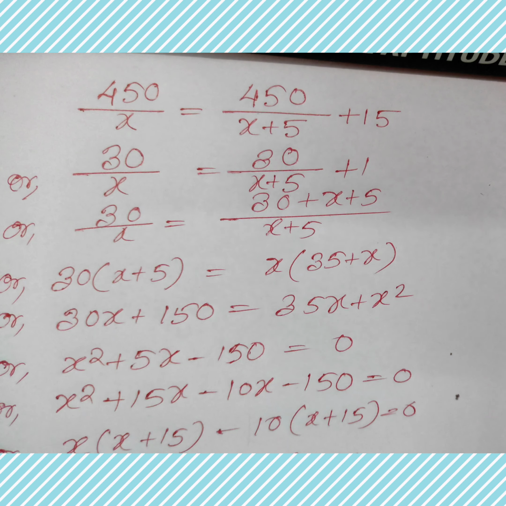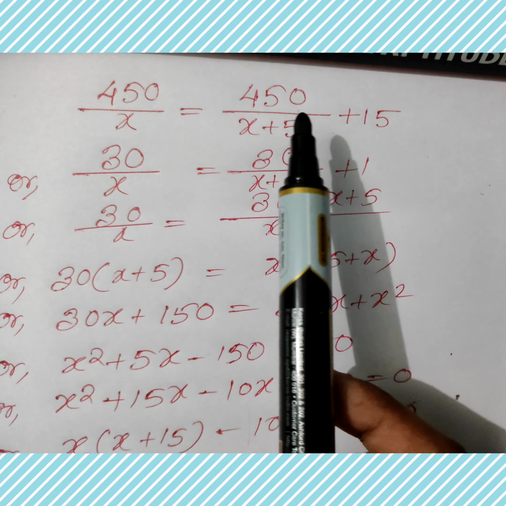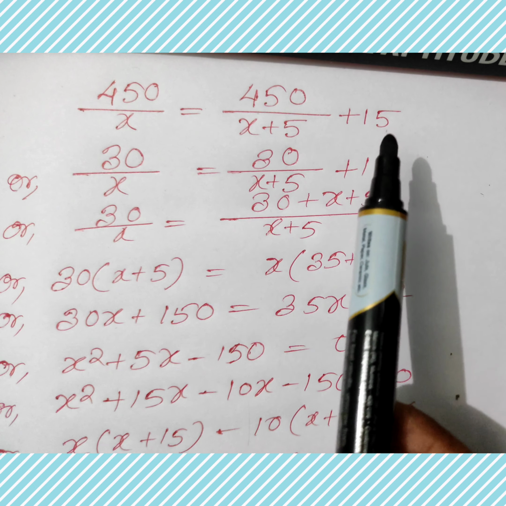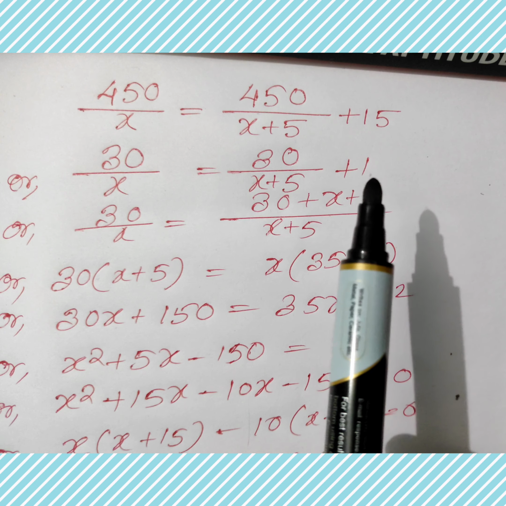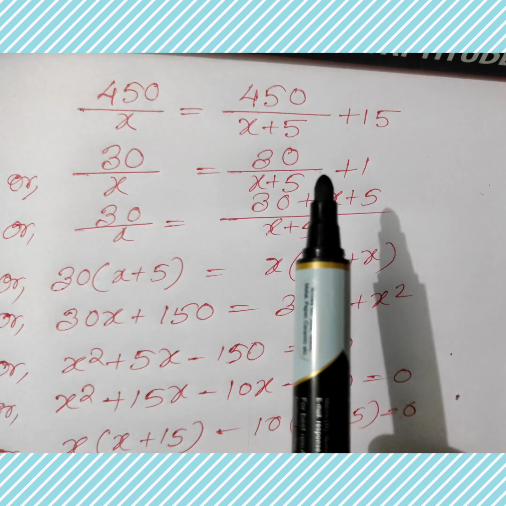Hi all, today we are going to discuss this problem in mathematics, which is 450 divided by x equal to 450 divided by x plus 5 plus 15. How are we going to solve this math problem in a very simple way?